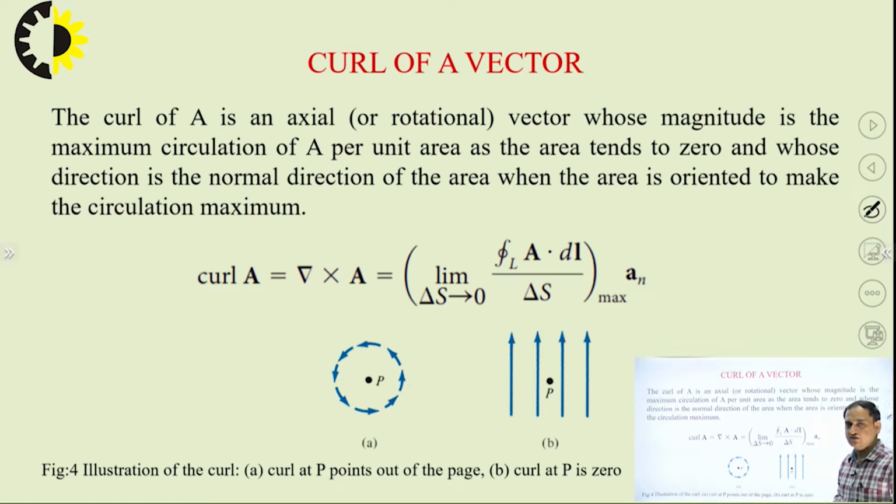As I said, the direction of curl will be perpendicular to the surface, and this surface shrinks to the unit area, right? The physical significance of the curl is nothing but the rotation. If there is a curl, this is the representation of the curl at any point P, which is out of the page, right? The direction of this one is out of the page. The second case is when at the point P there is no curl. It means there is no rotational vector. So these things must be clear to all of you: what is the definition of the curl?